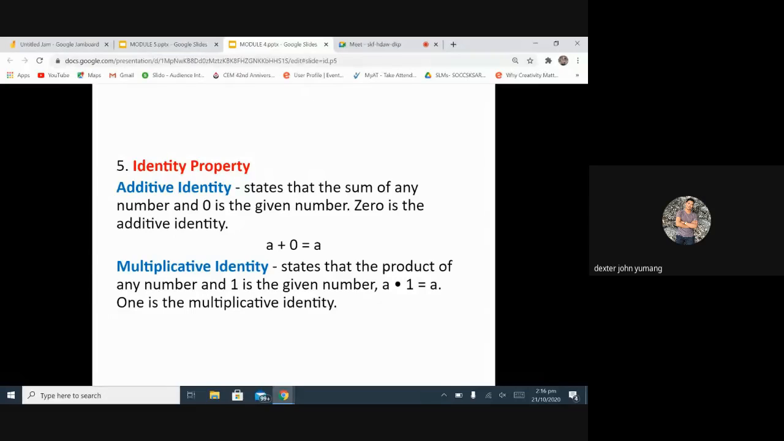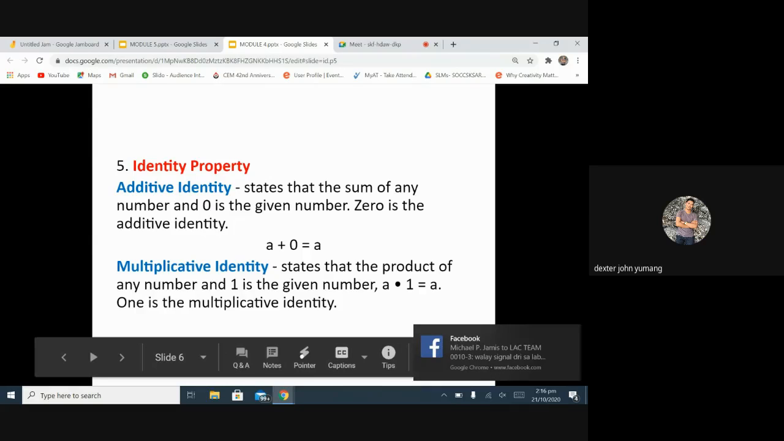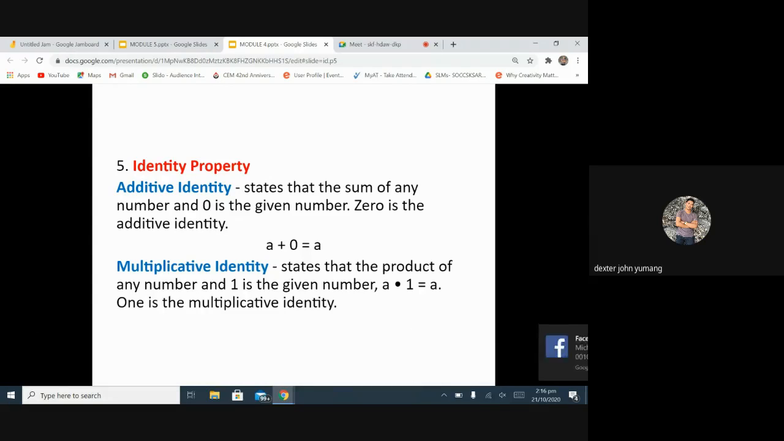Next, 200 plus 0. Ano yung gi-add mo na number? 200. So, yung 200 pa din yung sagot. Ganun lang yun siya. Ang tawag po niyan, additive identity. Sa multiplicative identity naman, kahit anong number ang i-multiply mo sa 1, ang sagot, yung number pa rin. Example, 2 times 1. Ano yung i-multiply mo? Yung 2. 2 pa rin yung sagot. 500 times 1. 500 pa rin ang sagot. 700 times 1. 700 pa rin ang sagot.